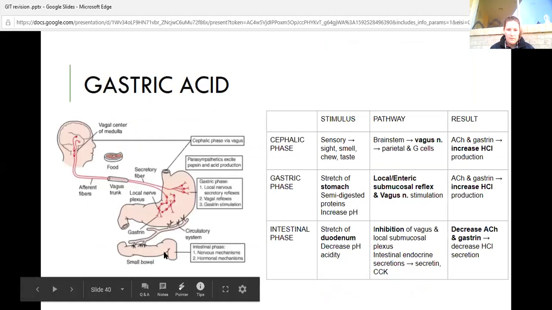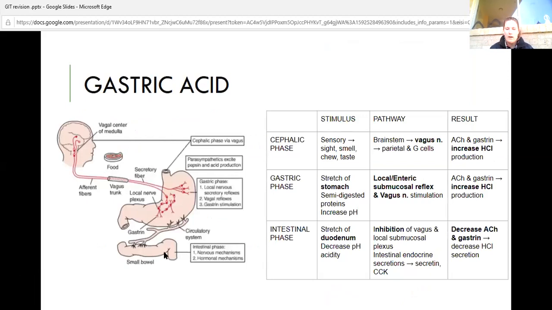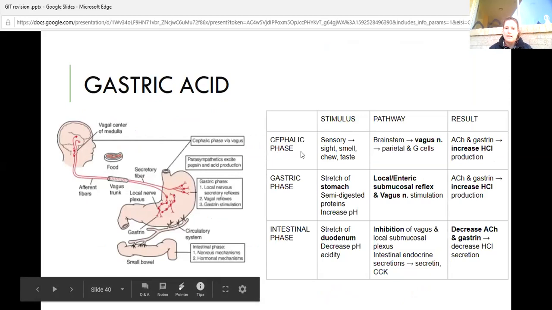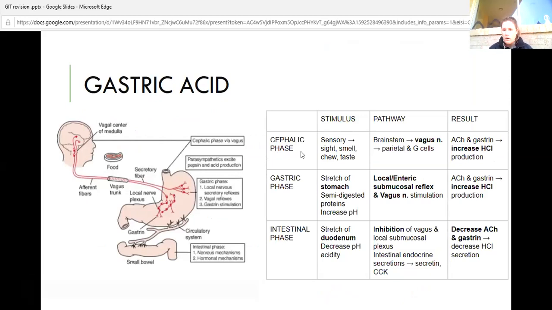And then there's different phases they talk about. I think it's pretty self-explanatory. Cephalic is sensory: sight, smell, chew, taste. It's going to stimulate your autonomic nervous system, so your vagus, to increase their function and increase acid production. And then gastric is the stretch of the stomach, which is going to signal that we need more acid.